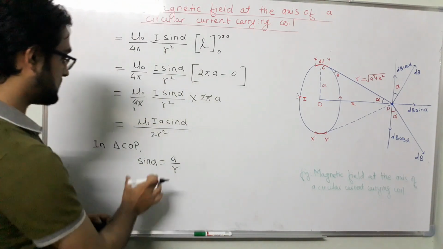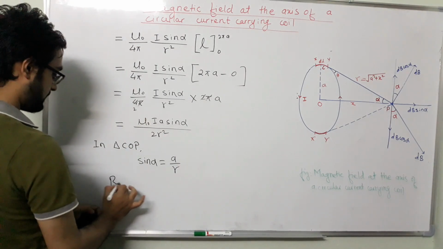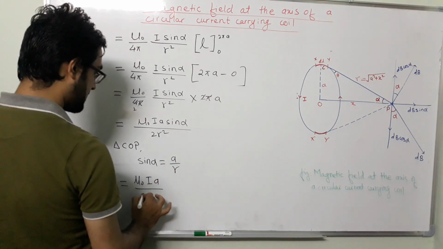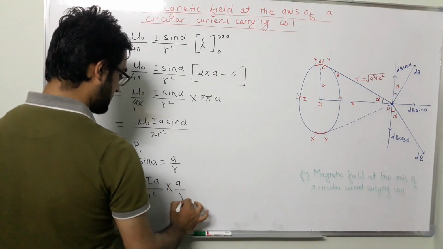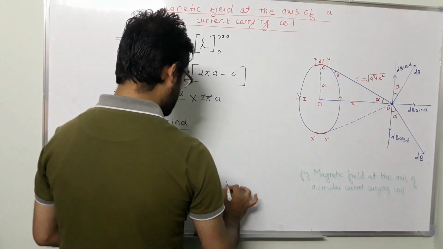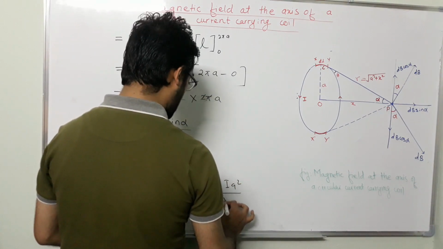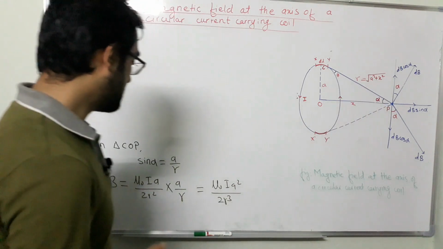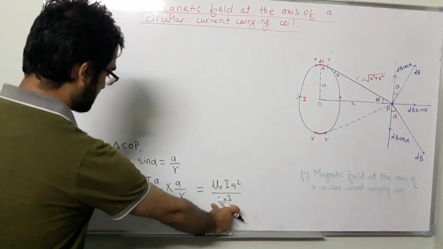Now using this value of sine alpha in this equation, we get B is equal to mu naught I a divided by 2 r square into a divided by r. This becomes equal to mu naught I a square divided by 2 r cube. Again we know the value of r from here. That's why I put r is equal to a square plus x square in this equation.